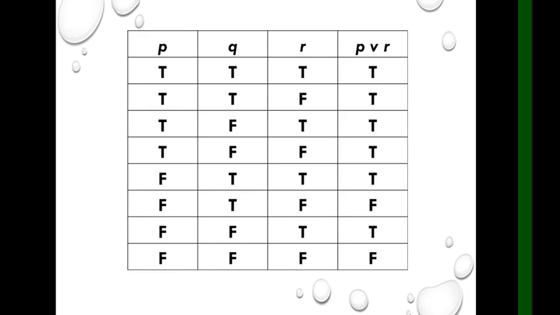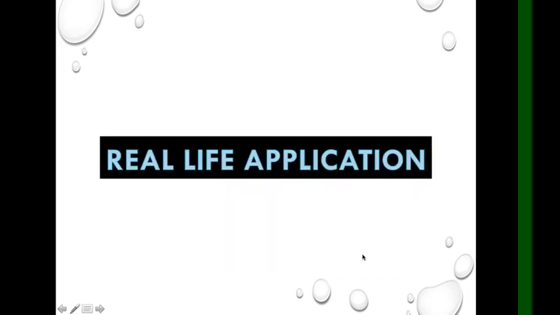Let's have another one. P ∨ Q, P or Q. So we have true, true, so it's true. True, false, it's still T. False, true, we have T. False, false, so that's false. I hope you already get the clue in determining disjunction.